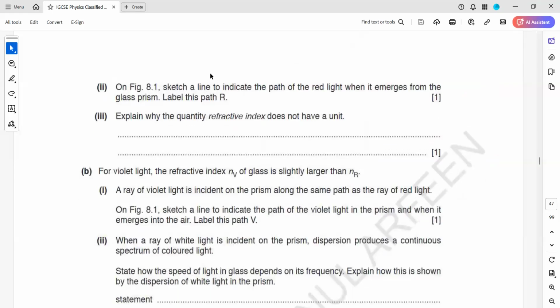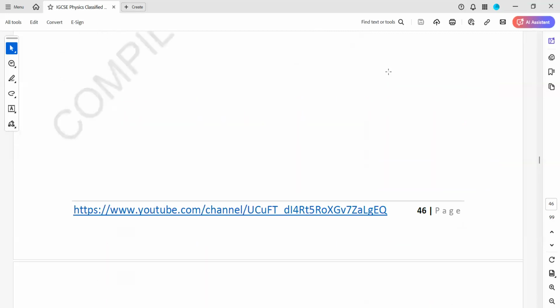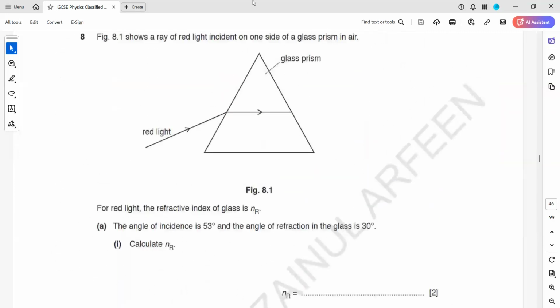On figure 8.1, sketch a line to indicate the path for the red light when it emerges from the label that has R. When the light emerges, it will bend away from the normal. So this will be the path taken by the red light.